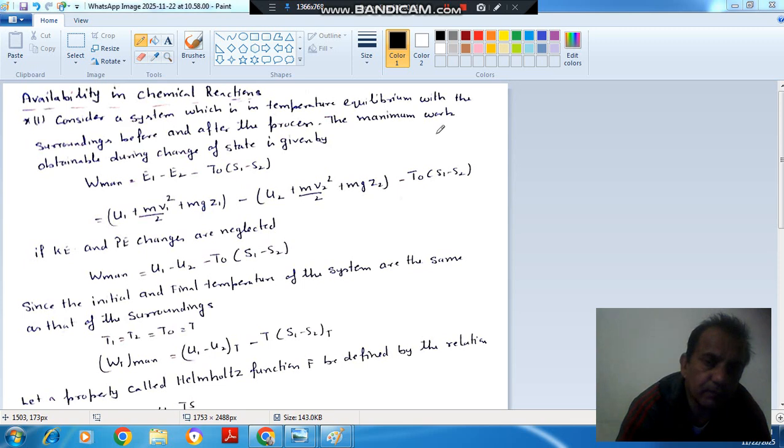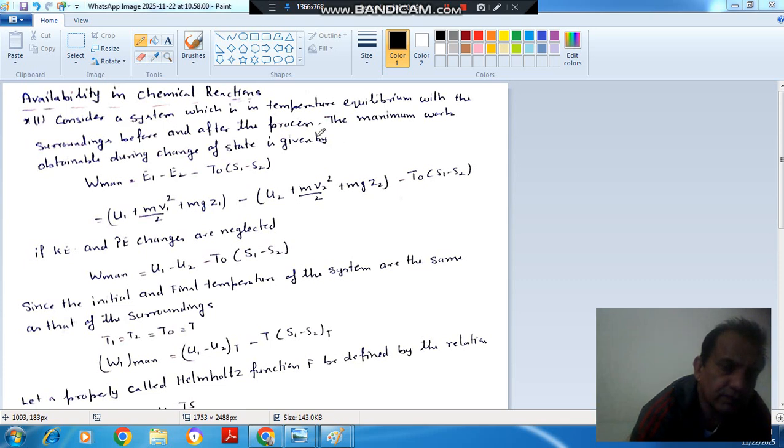First type is in which the temperature of product and temperature of reactant is the same as that of surrounding, or they are in thermal equilibrium with the surrounding. And in the second type, the temperature and pressure both are the same for product, reactant and atmosphere or surrounding.